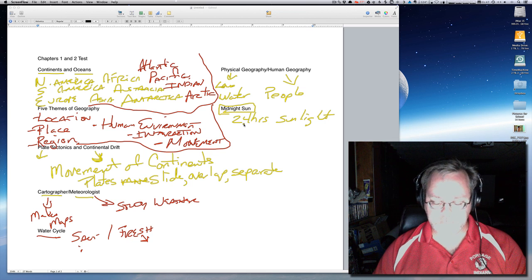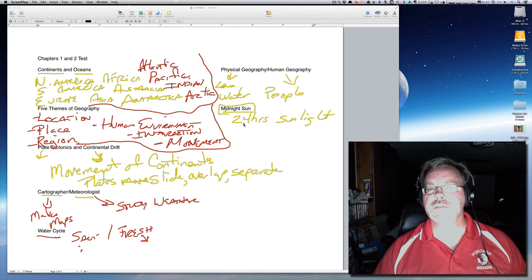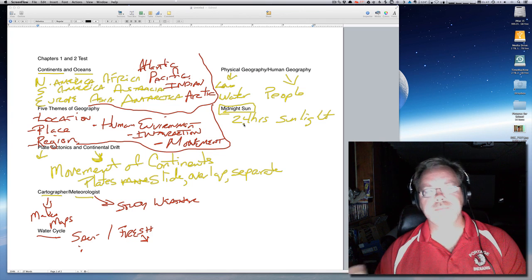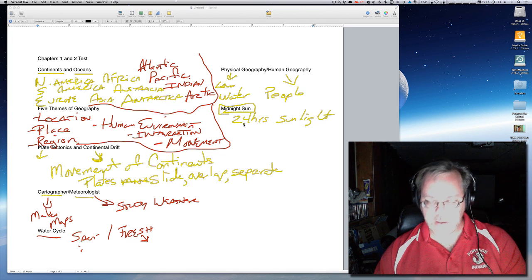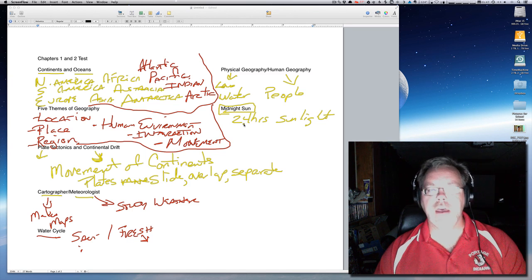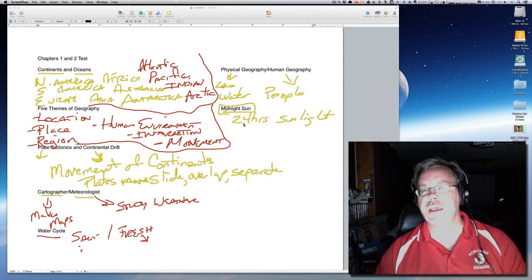Now, real quick, the test basically begins with the map portion, the continents and the oceans. That's the first 11 problems. Then there's a short section, some of it's multiple choice, some of them are true-false. And then our last section is identification, identifying the theme of geography. I will give you a word bank so you have the themes of geography: location, place, region, human environment interaction, and movement. And then you'll read a situation and you'll decide which one of those themes it is. Okay? So really the test is pretty straightforward.